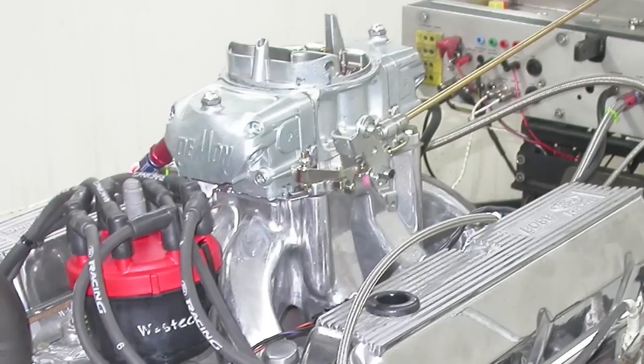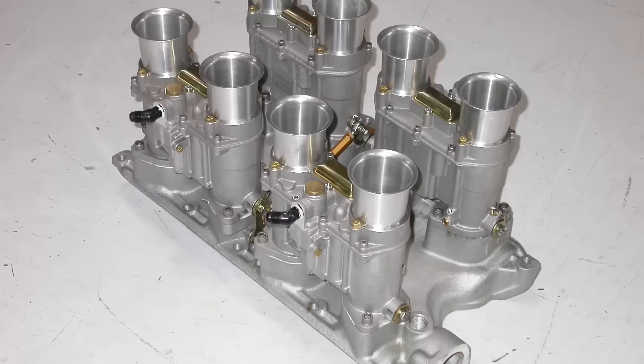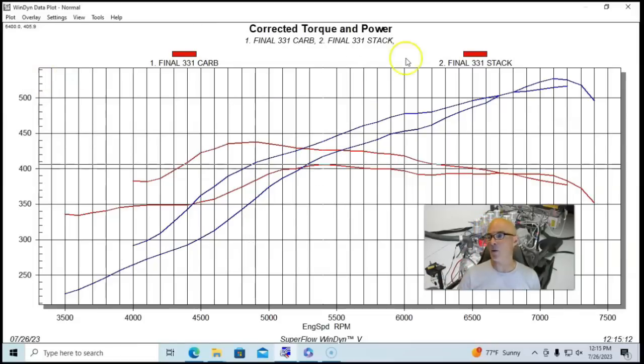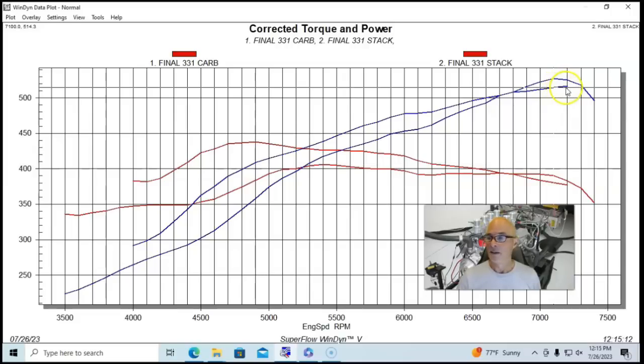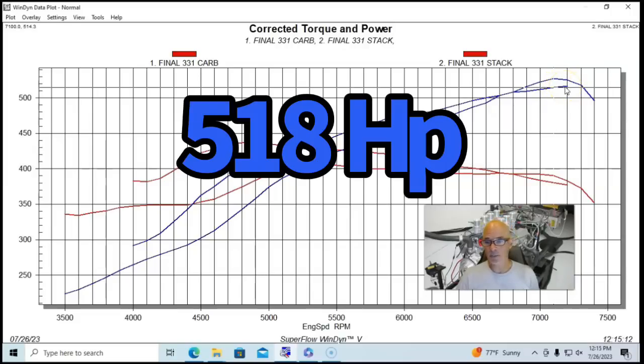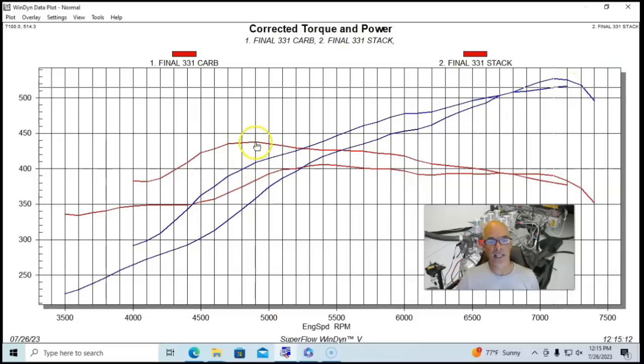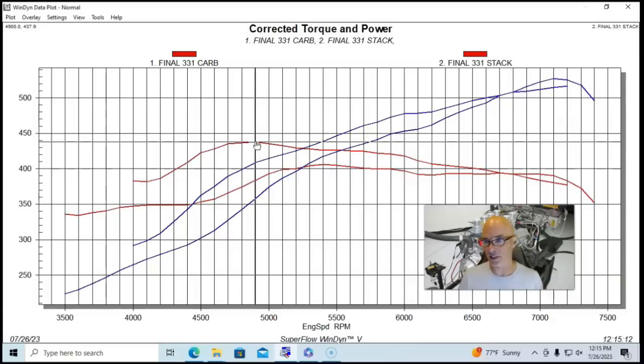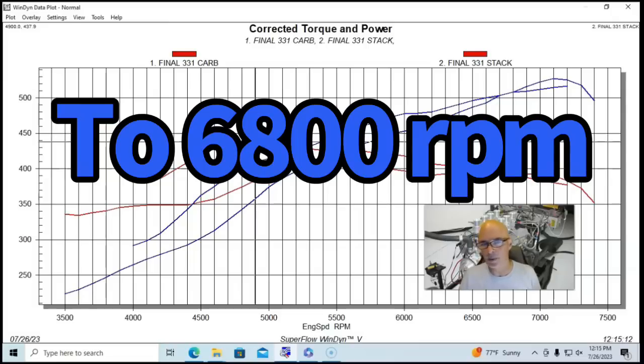So now let's take a look and see how well this thing does when we add the stack injection. And here is our stack injection. The stack injection actually made a little bit less peak power. The peak power checked in at 518 horsepower. But peak torque was way up with the stack injection, with longer runner lengths and all, 438 foot-pounds of torque. In fact, the stack injection was better than the carburetion from the bottom, had we run it really down low. But this is a pretty big camshaft. But all the way out to 6,800 RPM or so.